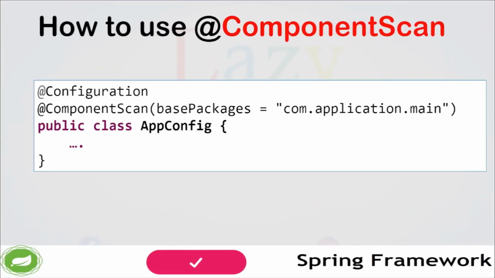Here we have a sample Spring application with a few components defined. We can use the @ComponentScan annotation to tell Spring where to look for these components. In this code snippet, we have a configuration class called AppConfig. We have also used the @ComponentScan annotation to specify that Spring should scan the com.application.main package for the components to manage.